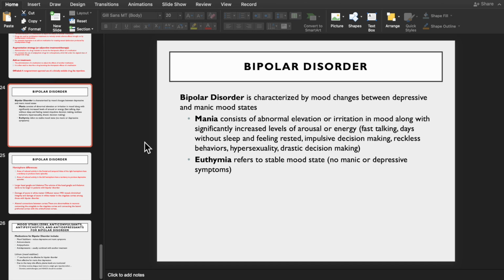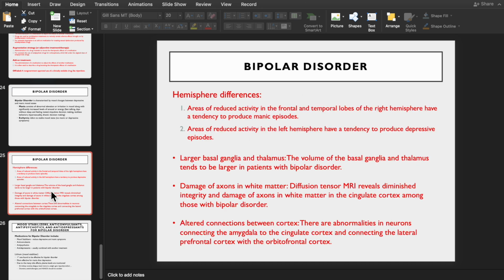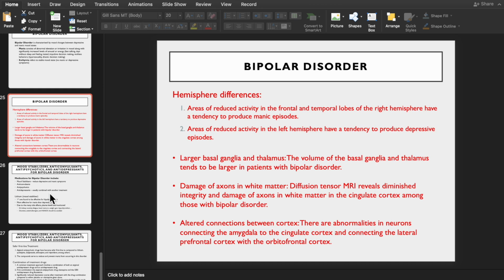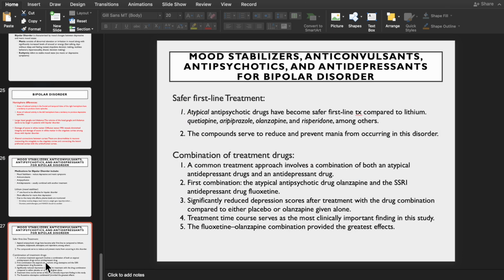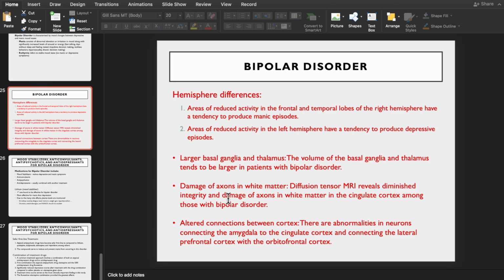I'll let you go through the meds on your own. You really don't need to know much more about the meds for bipolar other than what is here. Don't break your brain. But you might want to go over this on your own.